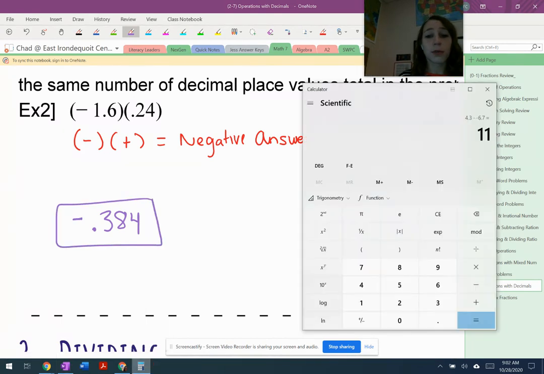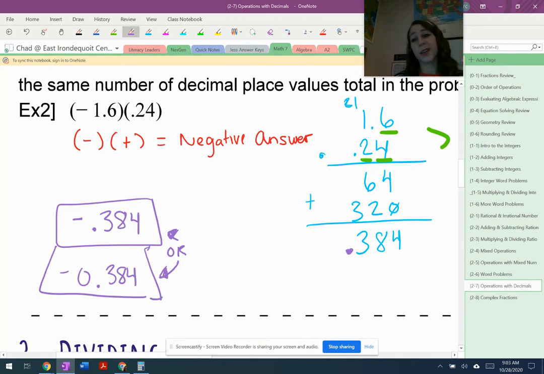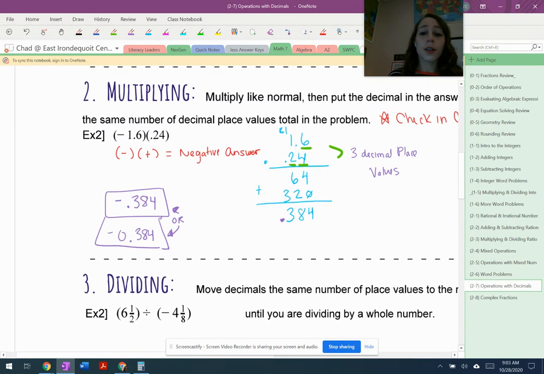And per usual, I'm just going to grab my calculator to double check. Negative 1.6 times 0.24 is equal to exactly what I have. And again, you can write that 0 in front of there, 0.384. Either one is fine. Those are both the same thing. You can put the 0, but you don't need to put the 0. So there is multiplying decimals.